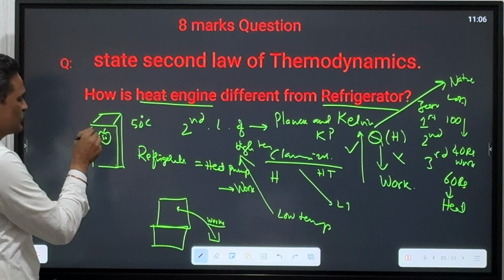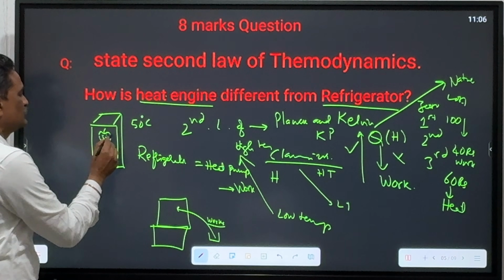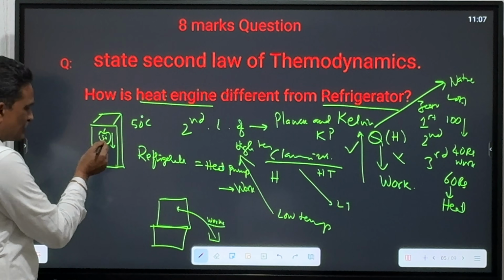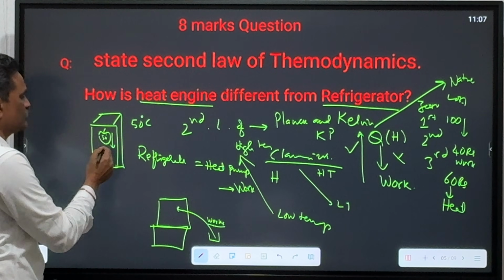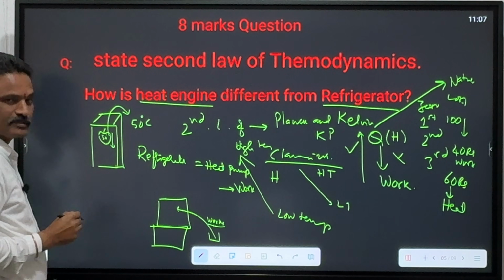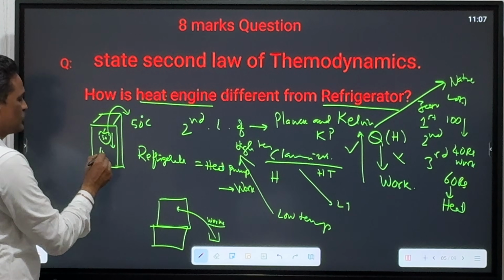As soon as I keep it in the refrigerator, its temperature is 50. But I want to cool the apple. So what do I have to do? I have to draw the heat energy from the apple and give it to the environment, the surroundings. So once I decrease its temperature, now it becomes 40.